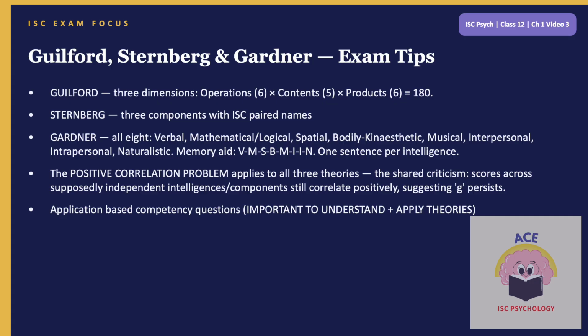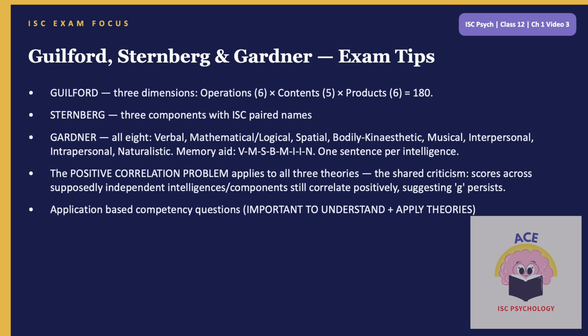We now come to the most important part of this video, which covers exam tips or strategies that can help you prepare while revising. In terms of the 3 theories that we covered, you need to remember their key concepts and at least one limitation of each. For Guilford, know the 3 dimensions and their categories: operations, contents, and products. For Sternberg, remember all 3 components with their names and subtheories. For Gardner, know the names of all 8 intelligences and a one sentence explanation for each.